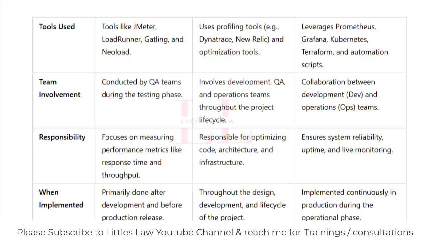So these tools I discussed, like Prometheus or Grafana or Kubernetes or Terraform and automation. When it comes to automation scripts, tools like Ansible are again another perfect example for creating automation scripts. So these tools will help you to monitor the live system, and also scale infrastructure automatically during scaling and ensure system reliability.